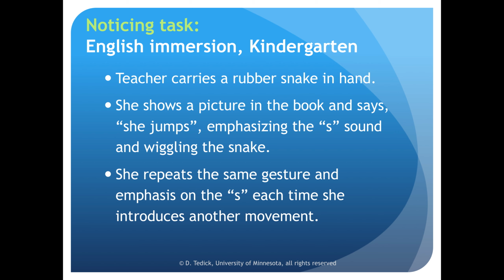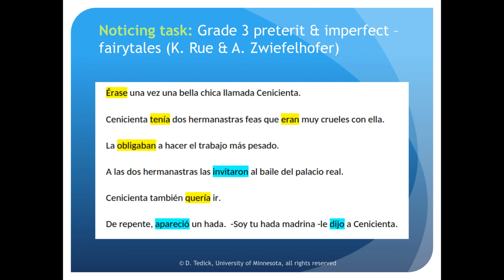And what she did is she carried a rubber snake in her hand, and she showed a picture in the book and said, "She jumps." And she would emphasize the S and wiggle the snake. Okay, she jumps. And she repeated the same gesture and the emphasis on the S each time she introduced another movement. So again, the idea here was to try to bring their attention to that form through intonational stress, and in this case, a gesture as well. So again, these are noticing tasks, okay?